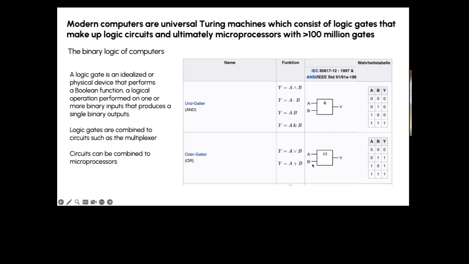So if you have now many of these logic gates, you can build a microcircuit, and of many microcircuits, you can build a microprocessor. So in the end, in here, you have millions, hundreds of millions of gates combined to make up the processor that is working.